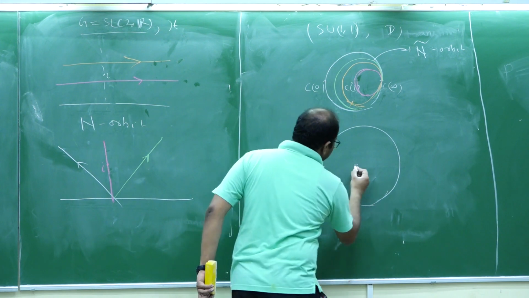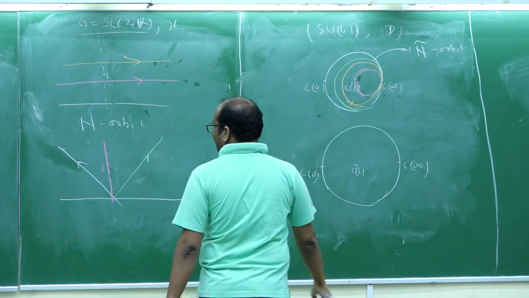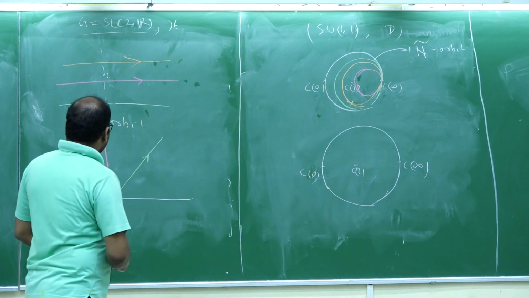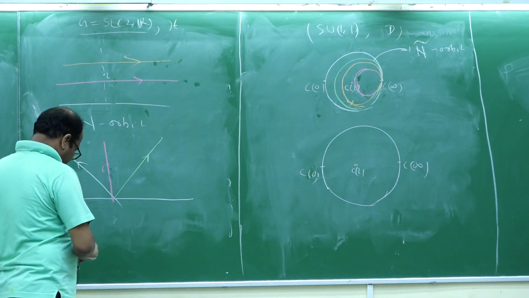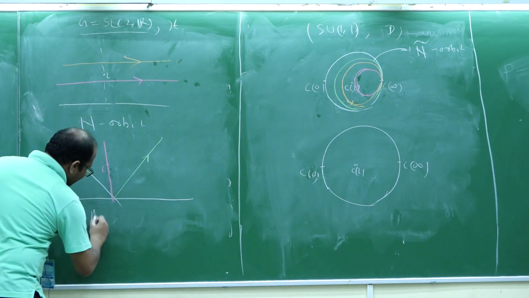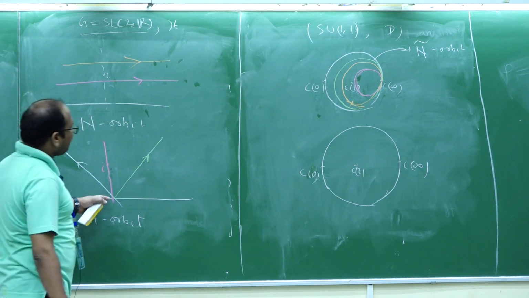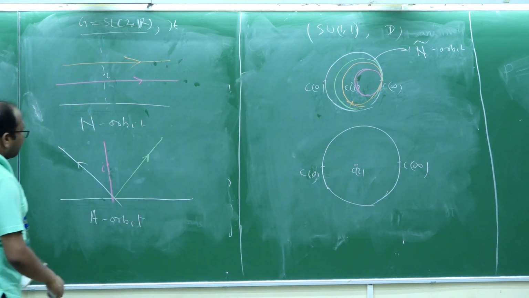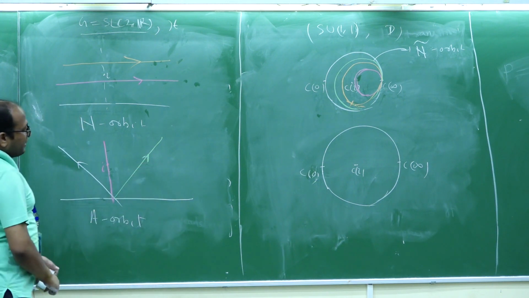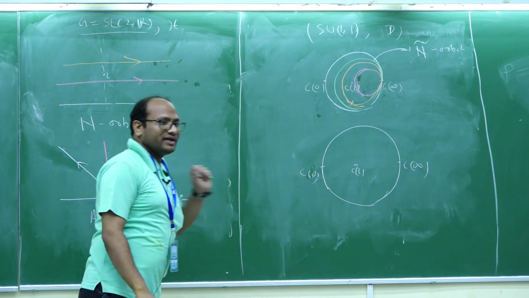Yeah, C of 0. This is C of 1. And this is C of 2. So let's listen to this very carefully. These are my A orbits. A orbits are really rays which start from the origin 0. So the image of these rays will be my A tilde orbit.